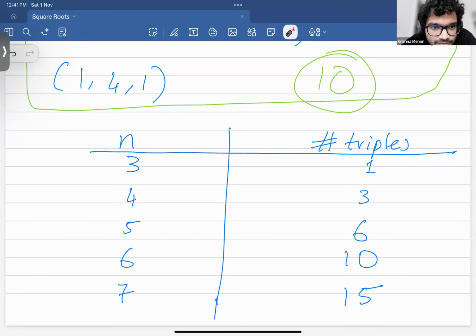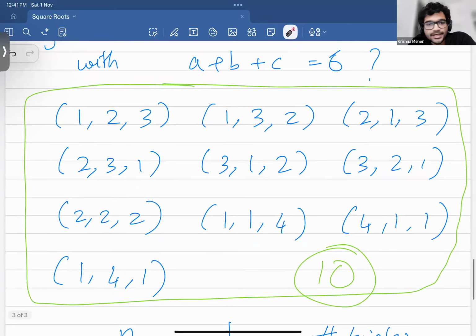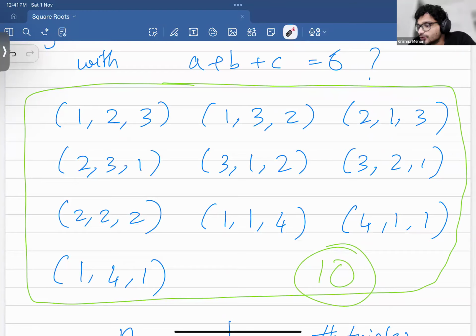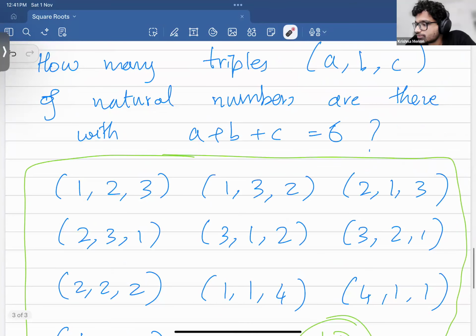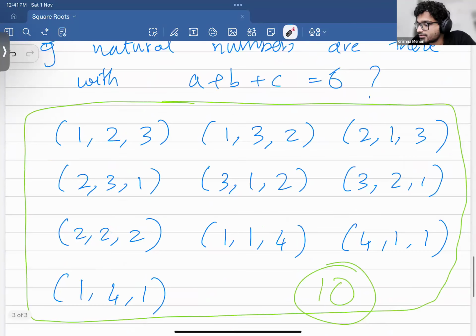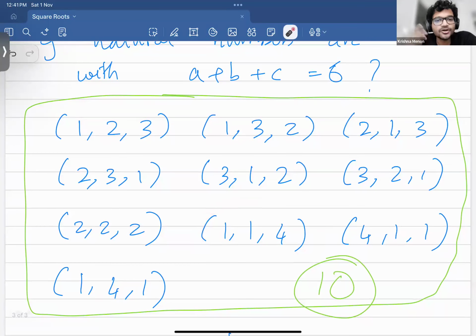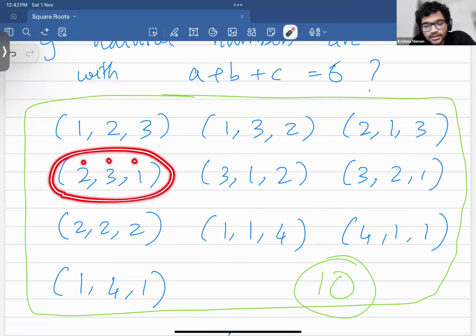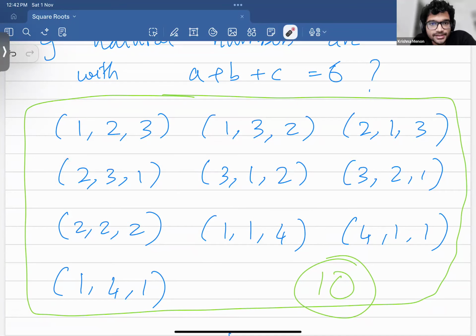Sir, I don't understand how we got these numbers. Okay. So for example, for n equal to 6, what we want to do is find all triples of natural numbers. So that means something that looks like this. You have 3 natural numbers. They don't have to be distinct. You can repeat the same number. That's fine. But it is 3 natural numbers whose sum is 6. So for example, here 1 plus 1 plus 4 is 6, so we include this triple. Similarly, we include this triple 2, 3, 1 because 2 plus 3 plus 1 is 6.